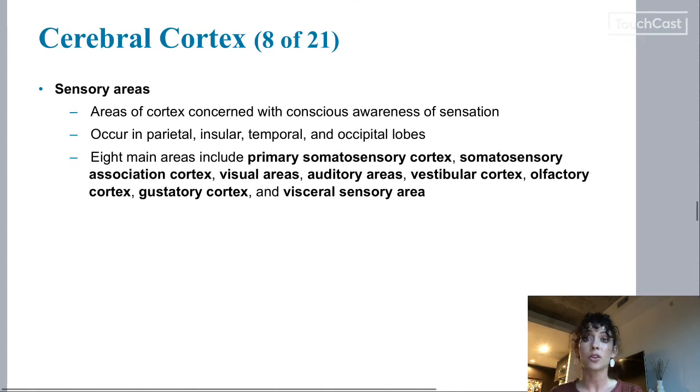Okay, so if we talk about our sensory areas, these are going to be the areas of the cortex that are concerned with conscious, aware sensations. Those sensations that we have conscious awareness of: heat, touch, sound, taste, all of those occur in here. So they're going to be in our parietal, insular, temporal, and occipital lobes. These areas are the primary somatosensory cortex, the somatosensory association cortex, our visual areas, auditory or hearing areas, vestibular, which controls our balance, olfactory cortex, the gustatory cortex, and the visceral sensory area. So remember, viscera being our internal organs.